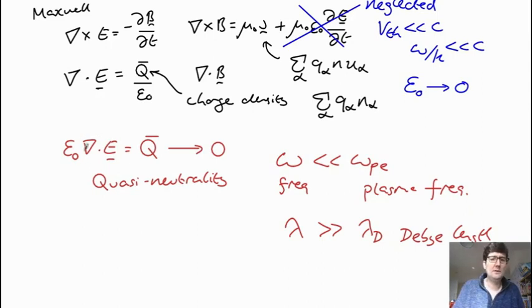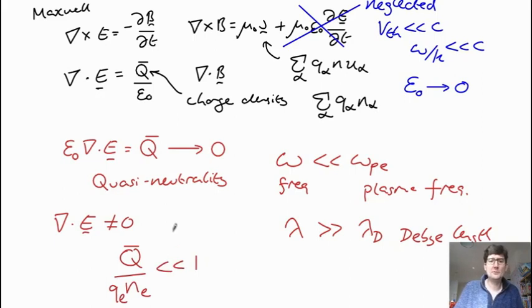Note that this doesn't necessarily mean that the divergence of E is zero. So the divergence of E is not necessarily equal to zero. This is saying that this net charge is very small, and so there's a subtle difference. It essentially means that the difference in charge densities is extremely small compared to the net density, so that this charge imbalance divided by, say, the density of electrons times their charge, q electron, is much less than one. So it's a very small charge imbalance, so that in this limit, epsilon naught divergence E goes to zero. And so this is a slow frequency approximation, so we've neglected the speed of light, we've neglected the plasma frequency, and we're already starting to limit how small scales we can look at.